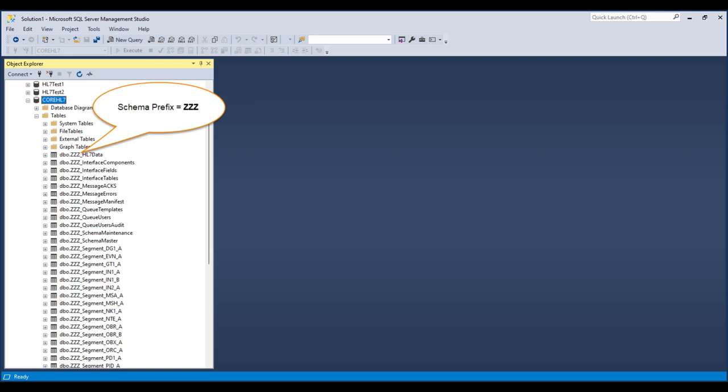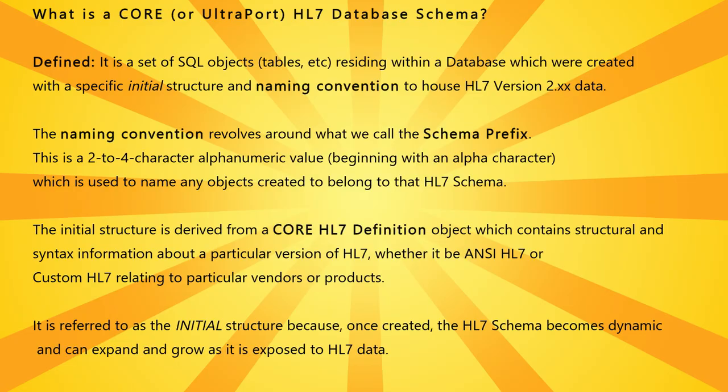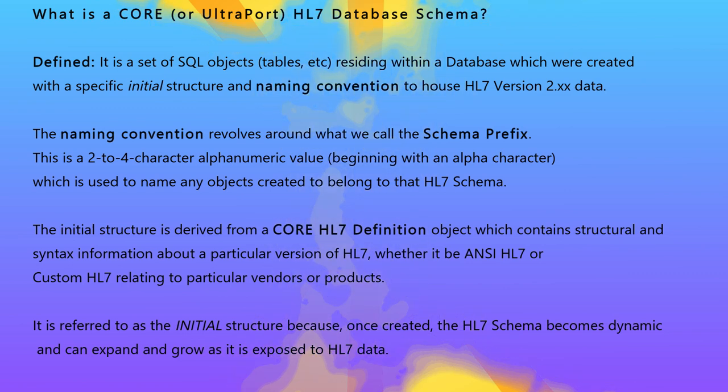This is a 2 to 4 character value that we use to name any objects that we create that belong to that schema. The initial structure is derived from a core HL7 definition. This contains structural syntax information, and tells us which tables and columns we need to create for the database. We call it the initial structure because once created, the HL7 database schema becomes dynamic and it can expand and grow as it is exposed to HL7 data.